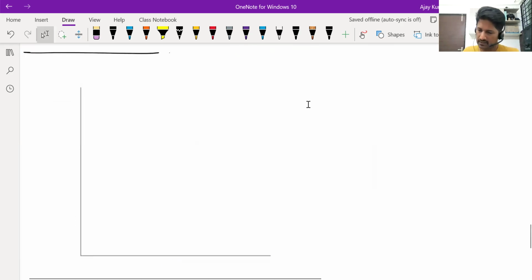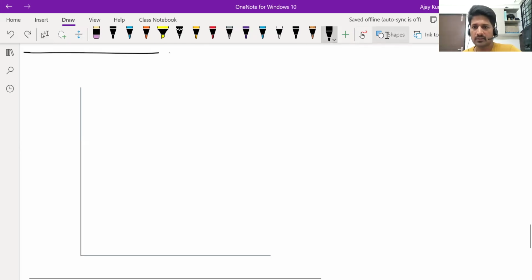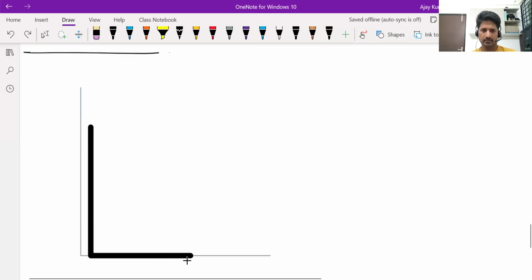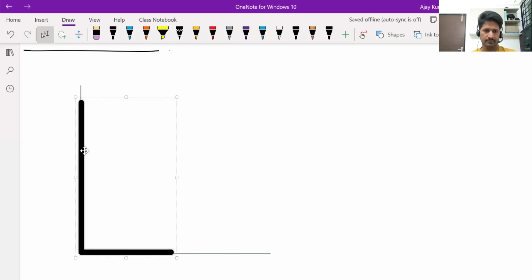Assume these are the coordinate axes, and let's say there's one rod along the y-axis, or instead of saying one rod, I can just call it an L-shaped object. Okay, consider an L-shaped object like this. One part of the L along the y-axis, one part of the L along the x-axis. Assume the mass distribution is uniform, which means individual particles have the same mass. Okay, all particles are identical.